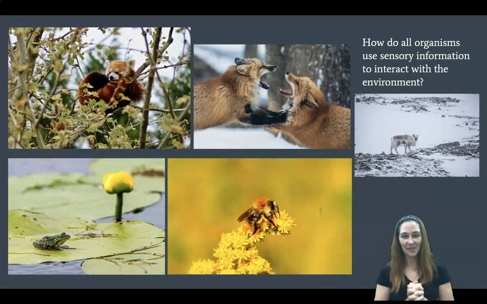Take a look at these pictures. How do all organisms use sensory information to interact with the environment? Choose one that's your favorite. What about that little frog? How is it using senses? Yeah, it's probably using that sense of touch to know it's on a safe surface, that it's on a lily pad and that it can hold its weight, right? Perhaps it's using its sense of hearing or sight too to make sure there's no predators nearby.